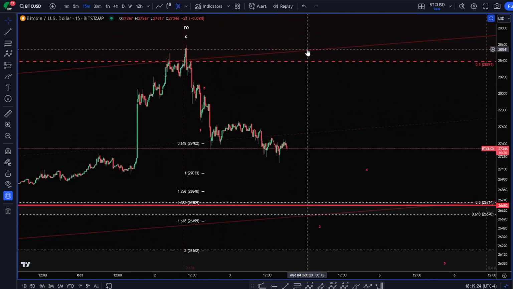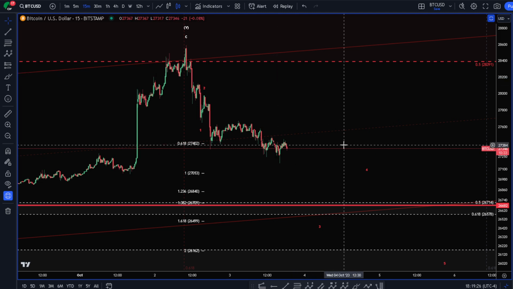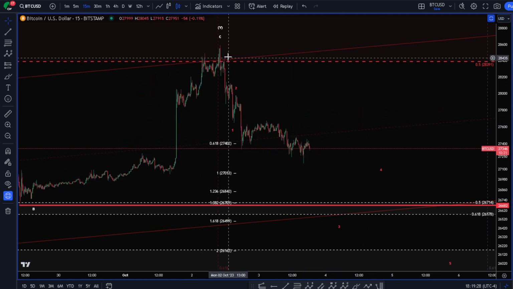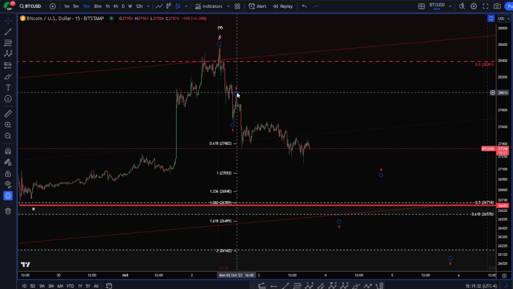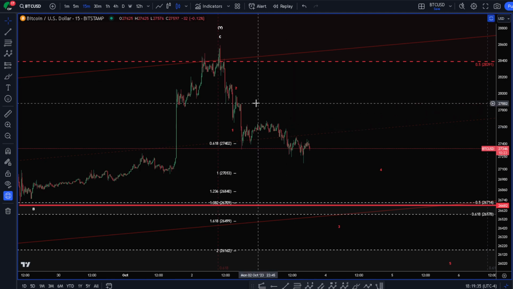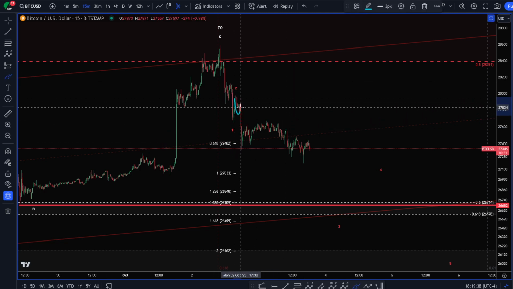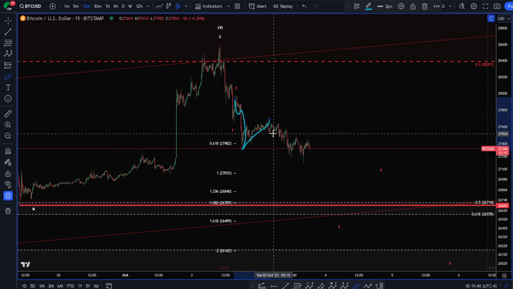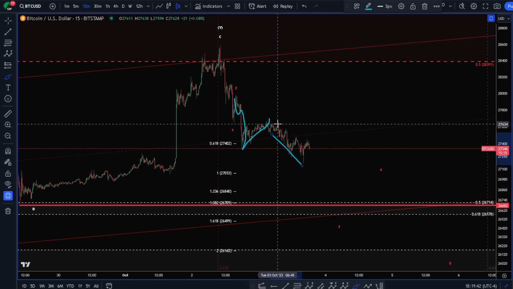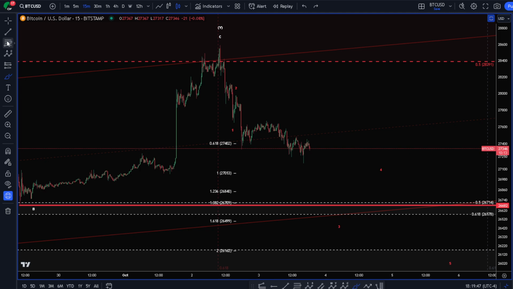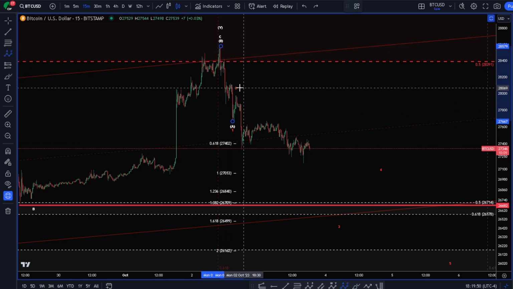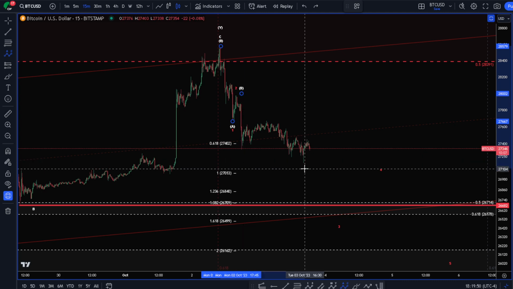So I was looking for this to turn into a 5-wave pattern. We had 5 waves down here. We had a small ABC here, but it looks like we have 1, 2, 3, 4, and it looks like potentially an expanded ending diagonal there, which opens the possibility that this is just an A, B, C.